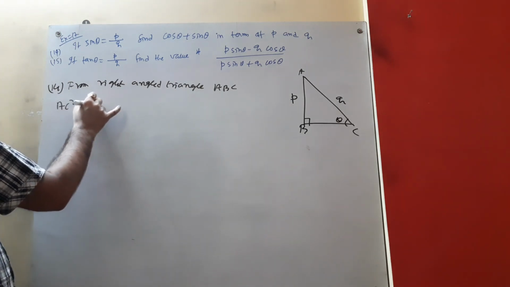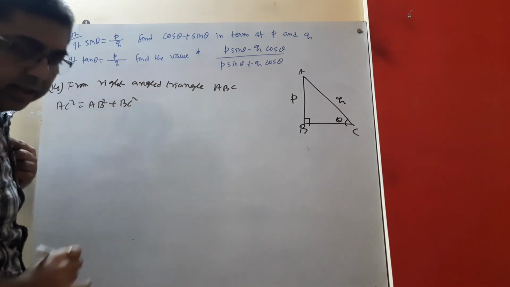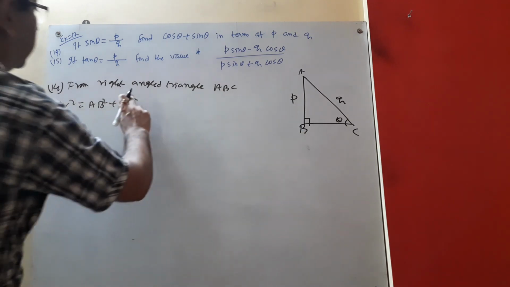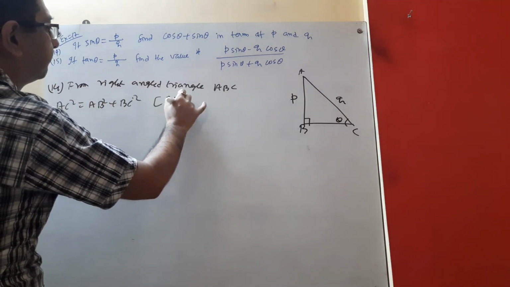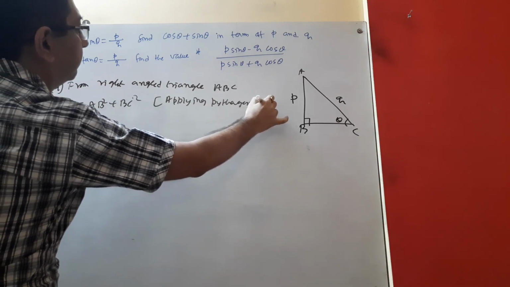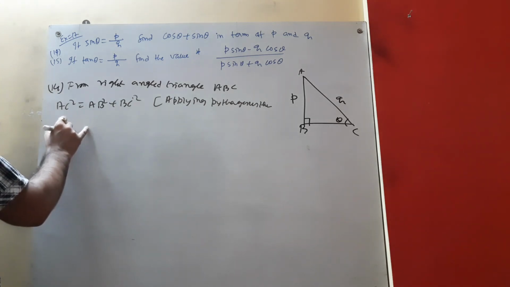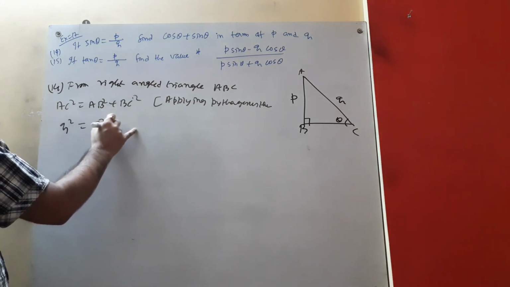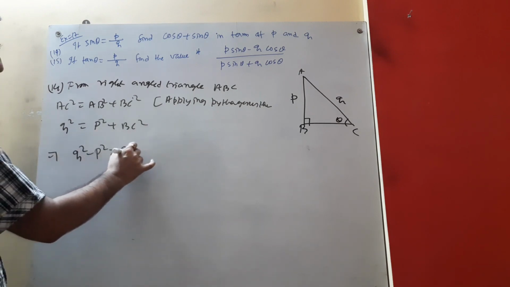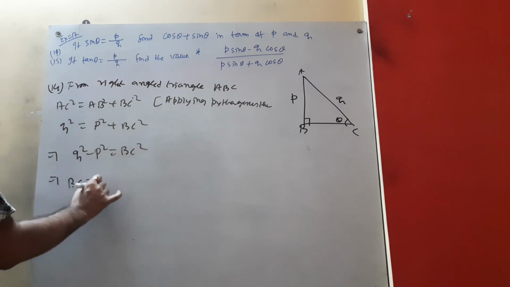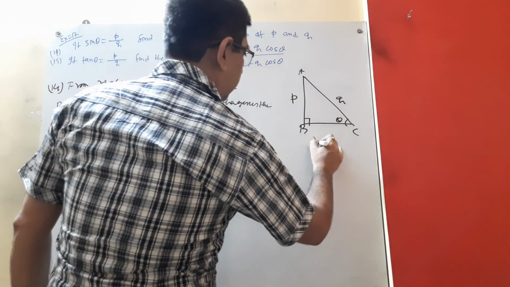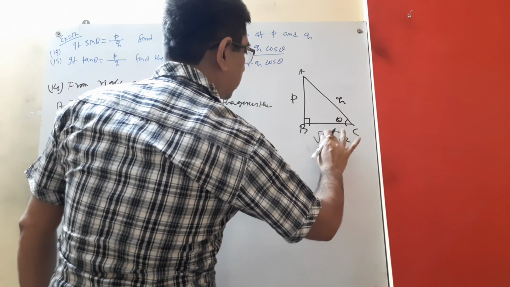AC square equal to AB square plus BC square, right? Applying Pythagoras theorem. Okay, what is AC? Q square. What is AB? P square. What is BC? We don't know. So Q square minus P square equal to BC square, or BC equal to under root Q square minus P square. Okay, so this is root over Q square minus P square.